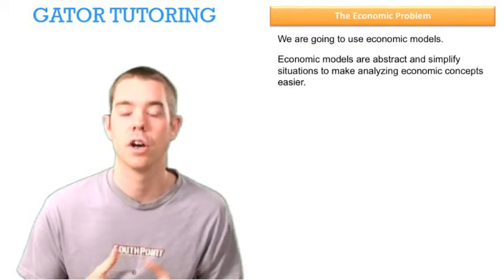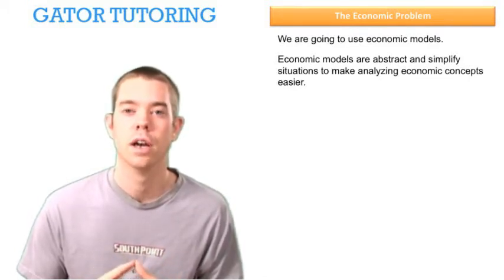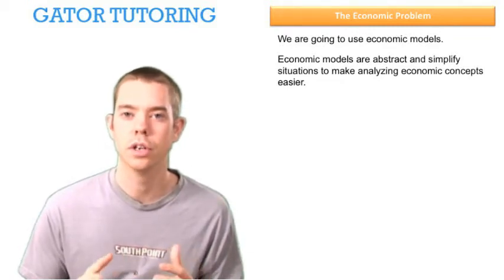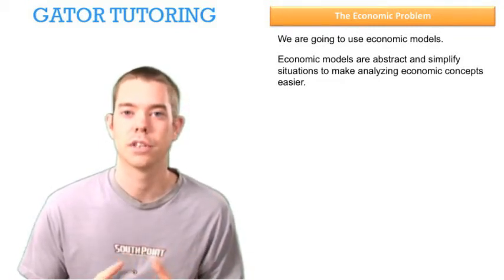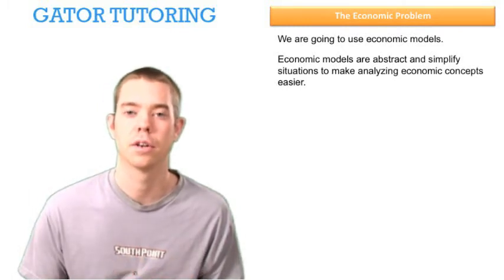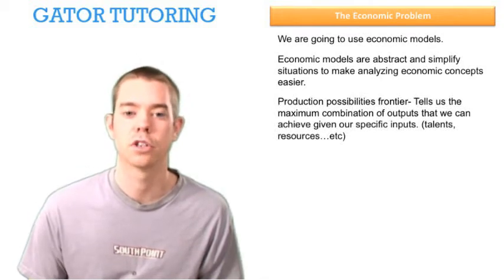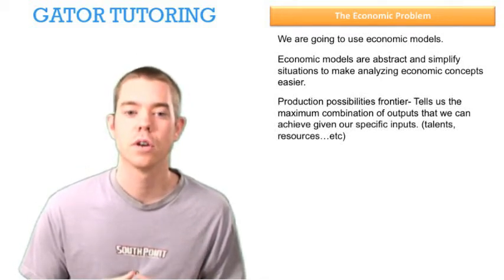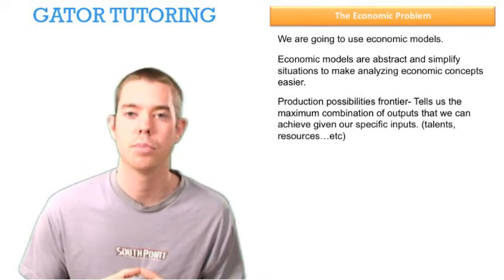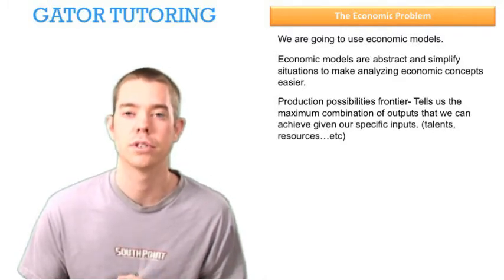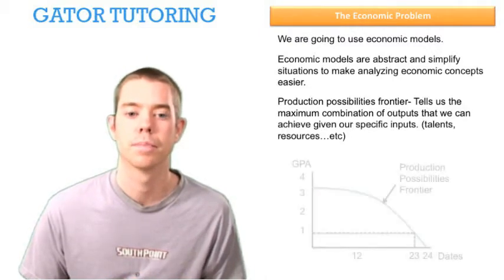So these are very unrealistic models. We usually deal in worlds with only two goods, and it's not very realistic. We're never going to see that in the real world, but it helps us analyze the concepts that are taking place here. So first, let's define a production possibilities frontier. This tells us the maximum combination of outputs we can achieve given our specific inputs. Inputs are things like our talents or our resources, etc.